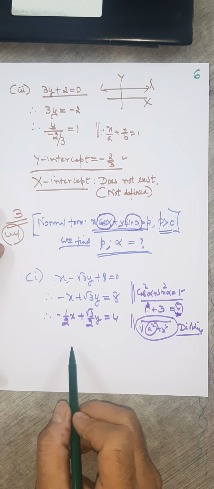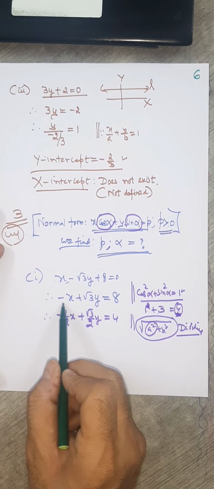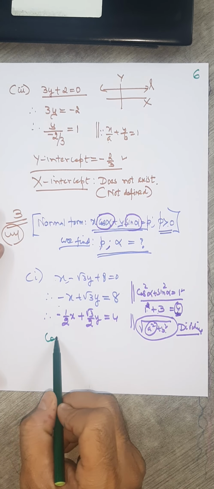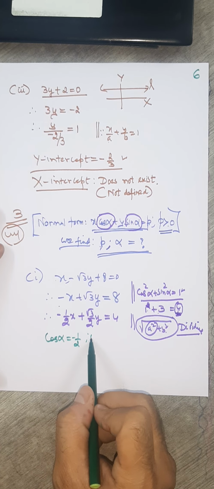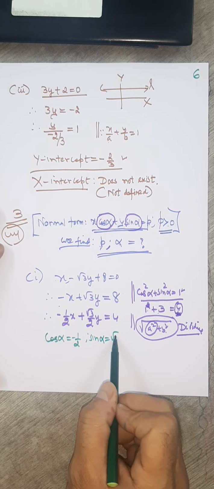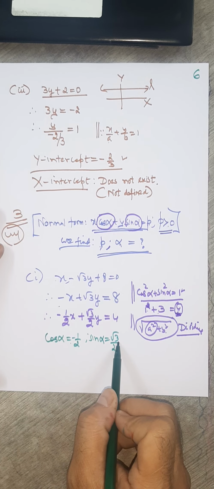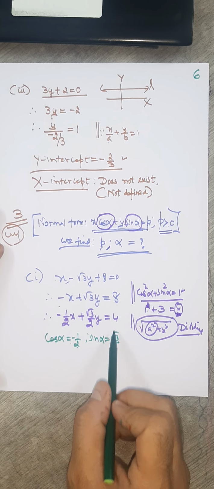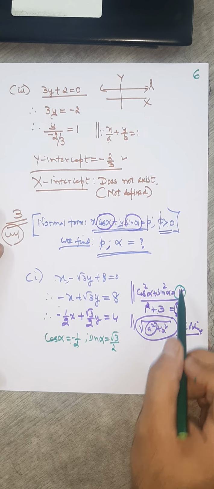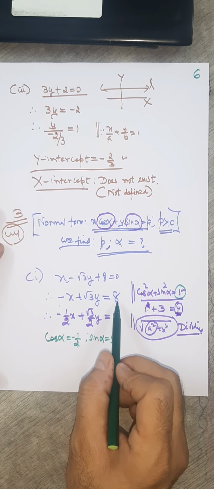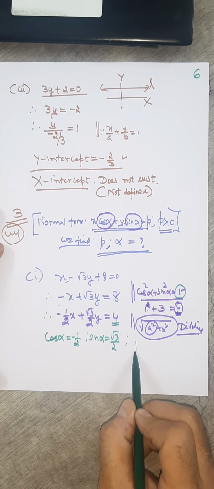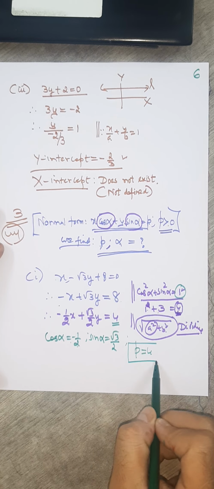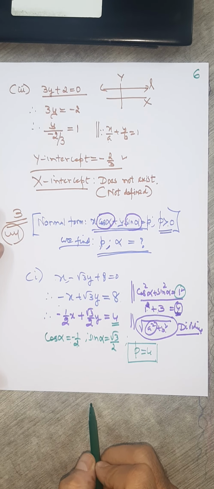Got it? Okay, so this looks like what? Cos alpha. What is cos alpha? Minus 1 by 2. This looks like sin alpha. Now you can verify that cos square alpha plus sin square alpha is 1: 1 by 4, 3 by 4, so it's 1. Got it? Earlier it was not. And what is the right hand side? That is now the constant p. So what is p? P is nothing but 4. So the perpendicular distance from the origin is 4.